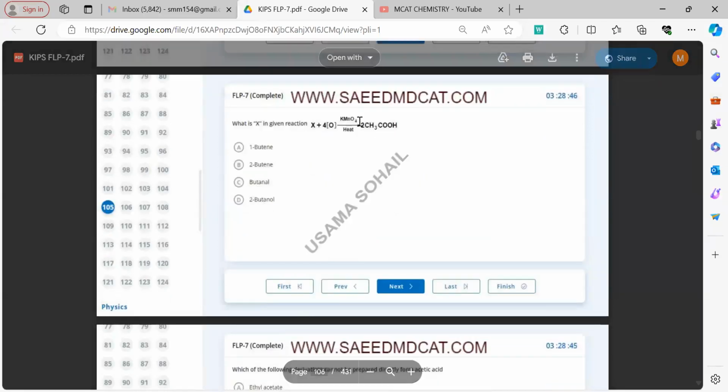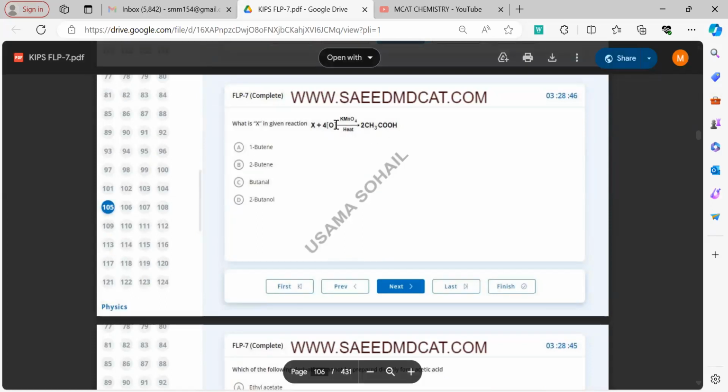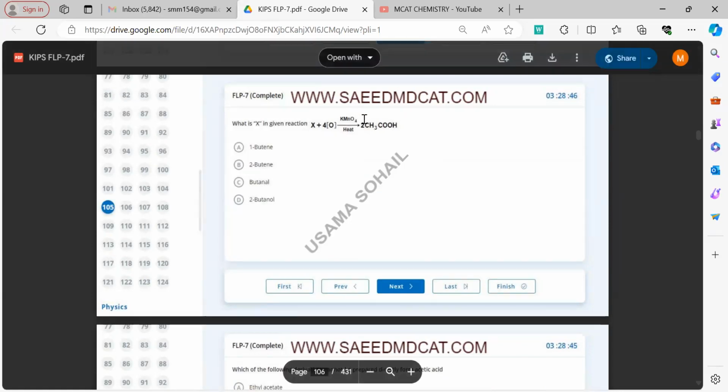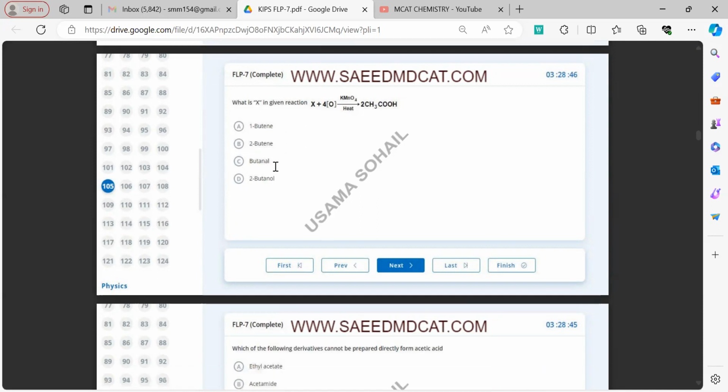Now this is ethanoic acid because this is a 2-carbon compound. So obviously they've asked us what X is, which is being oxidized to produce ethanoic acid. There are a total of 4 carbon atoms, because you can see that there are 2 carbons and a single carbon written over here. So the correct answer is 2-butene.